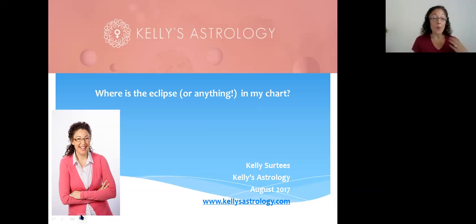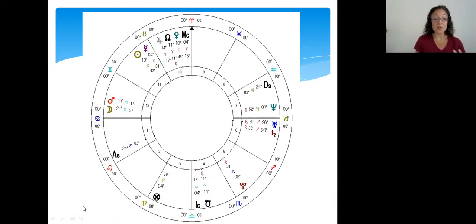Let's dive in. Now, we know that this eclipse, the recent Leo solar eclipse, happened at 28 Leo. So what you have to do is find where 28 degrees Leo falls in your particular birth chart. The first step to doing that is to find which house has the sign of Leo on the cusp. So I'm just getting my drawing tool here.